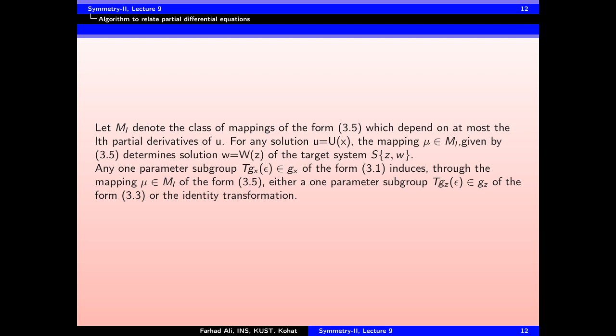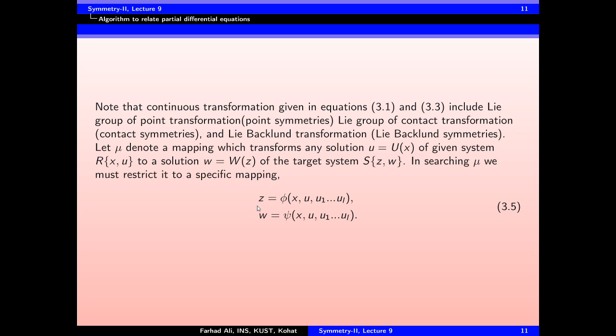ML is a class of all such mappings given in 3.5, which depend on at most the lth partial derivative of U. For any solution U, the mapping mu given by 3.5 determines solution W. So our given system R will be the easier one, and the target system S will be the harder one. If we have a relation like 3.5 between W and U, and if we know U, then we will insert U here and we will find W, which is the solution of the target differential equation.